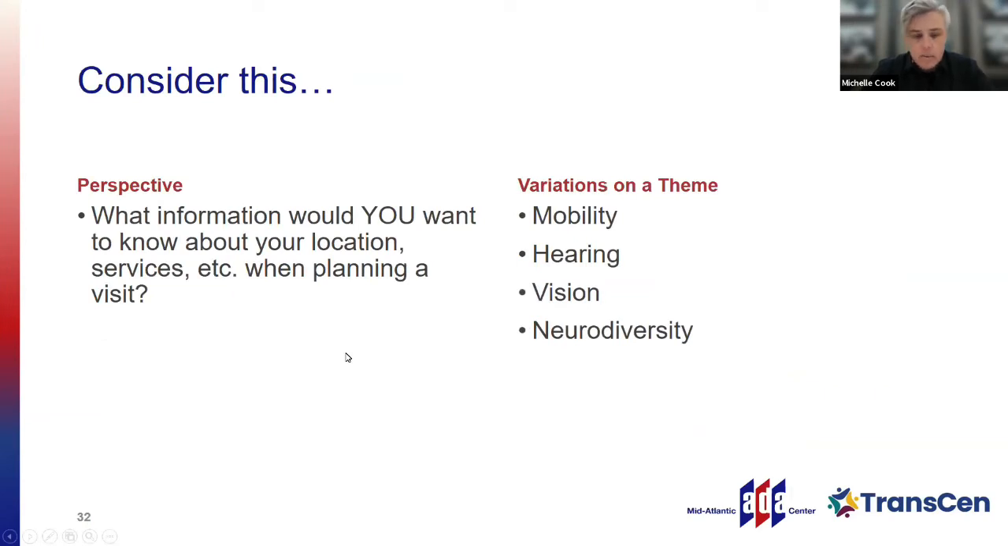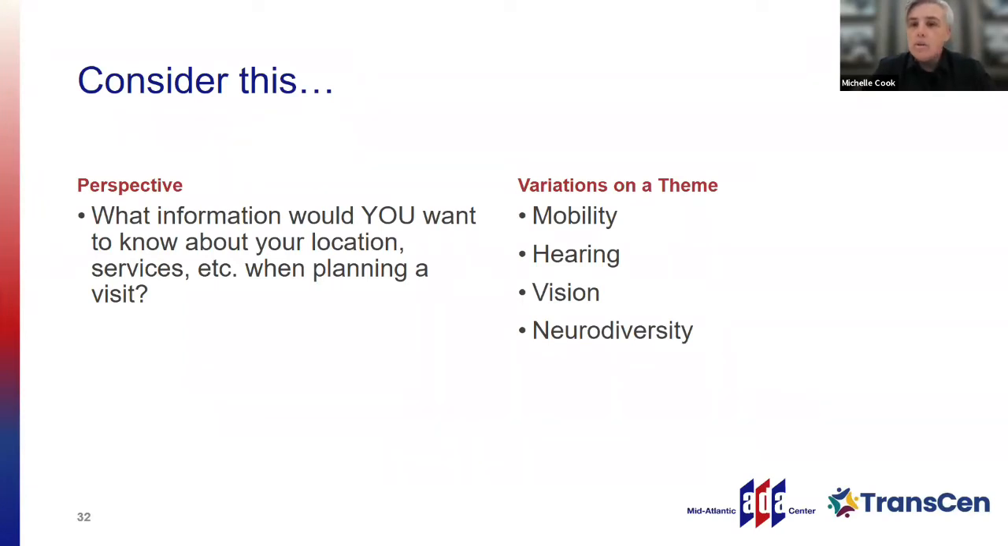Also consider this when you're thinking about an information upgrade and what information you might put out there. First, take things from your own perspective. What information would you want to know about your location, the services available, et cetera, when planning a visit, or when planning to put in an order for the next best Chinese food you've ever had, or whatever service it is that you're providing? And then also take that a step further and provide some variations on that theme.